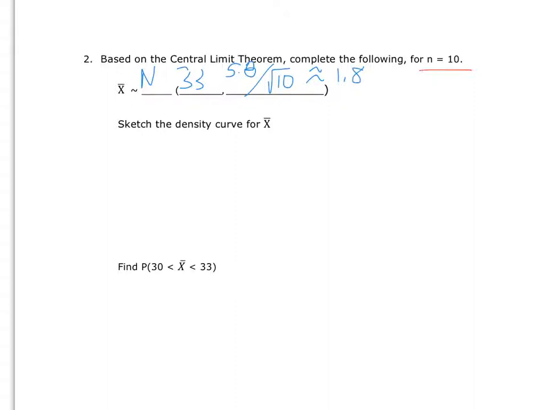If we sketch the density curve for x bar, well, we said it was normal, so we're going to have that normal curve. And instead of having x along the horizontal, we've got x bar. And it's centered at that mean of 33. So we can say that our standard deviation here is 1.8.